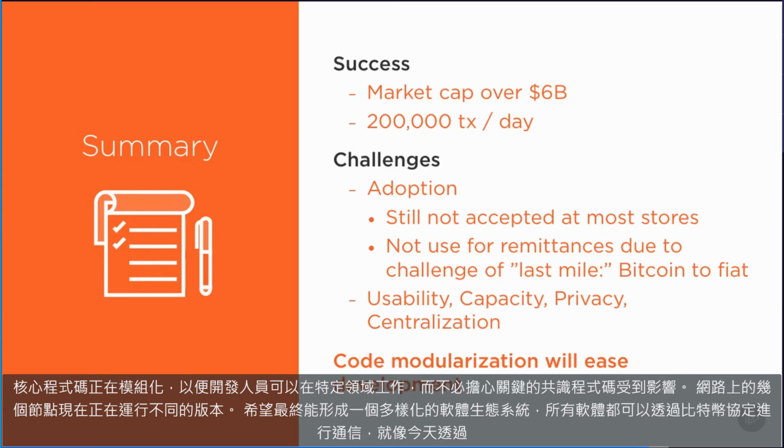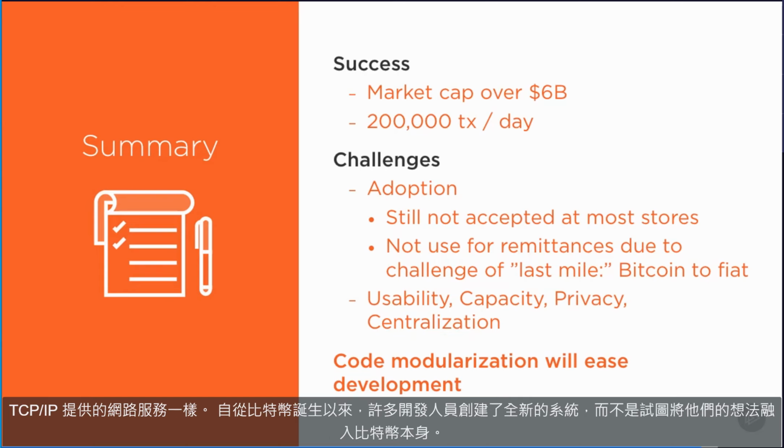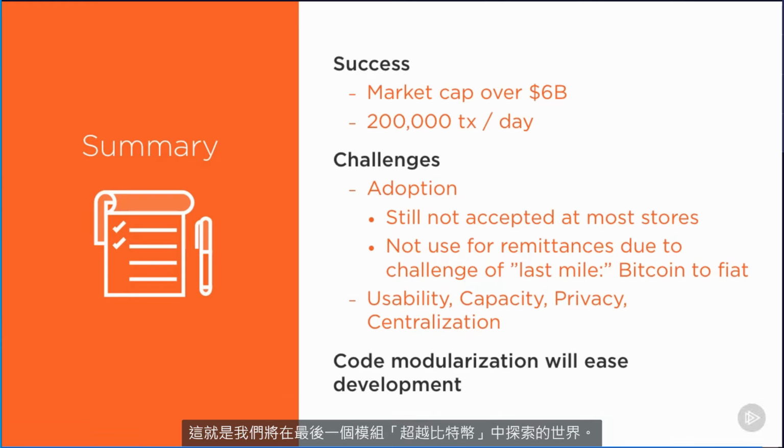The core code is being modularized so that developers can work on specific areas without fearing that the critical consensus code is affected. Several nodes on the network are now running different versions, and hopefully there will eventually be a diverse ecosystem of software all communicating via the Bitcoin protocol, much like internet services over TCP/IP today. Since the dawn of Bitcoin, many developers have created whole new systems rather than try to get their ideas incorporated into Bitcoin itself. This is the world we'll explore in the last module, Beyond Bitcoin.